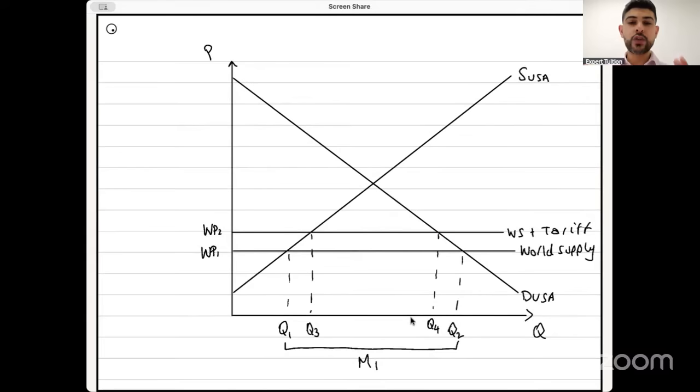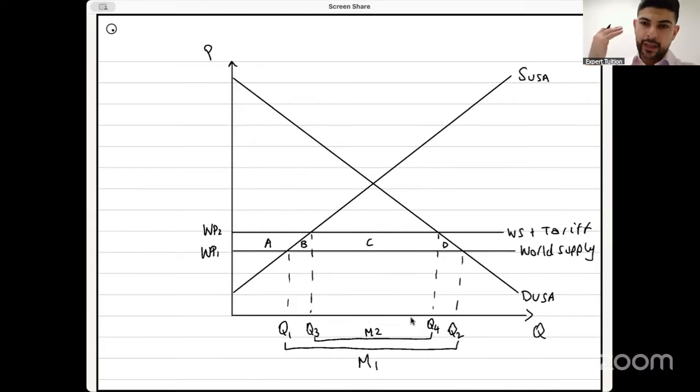Why? Because consumers can't afford to buy as many electric cars at the new higher price. Therefore, the new level of imports is this. It's decreasing, yeah? Which makes sense. Now, this diagram, what's amazing about it is that we can now label the following. This is A, this is B, this area is C, and this area is D.